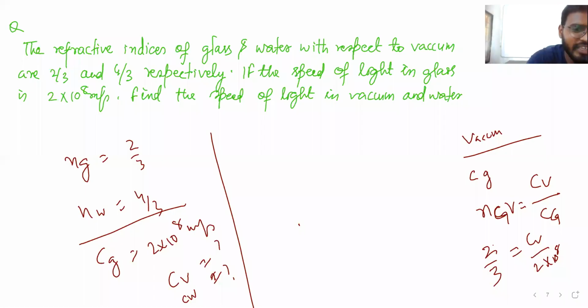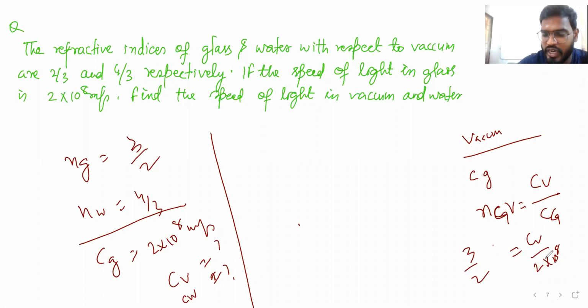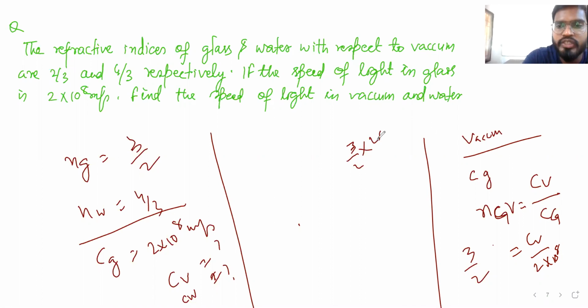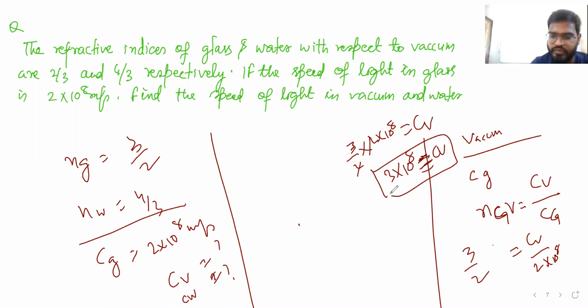Yeah, what was the mistake here? This is 3 by 2. Then only we can solve, otherwise the value will come wrong. Because we know it is 3 into 10 to the power 8 meter per second, right? So now if you take it here, then it is going to be 3 by 2 into 2 into 10 to the power 8 meter per second, into this. So 3 into 10 to the power of 8 meter per second.